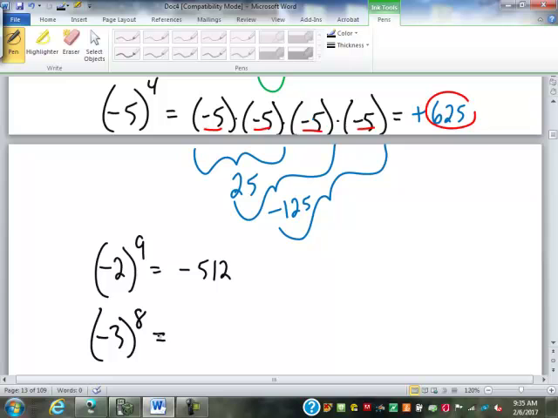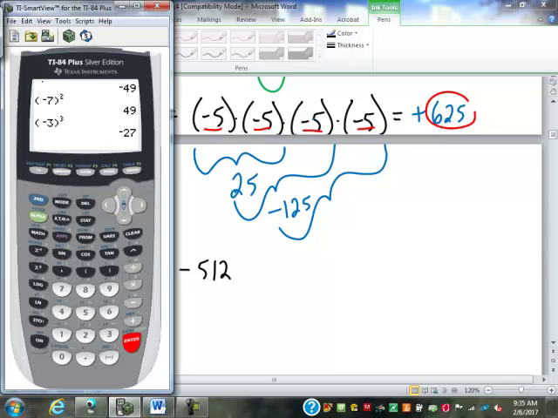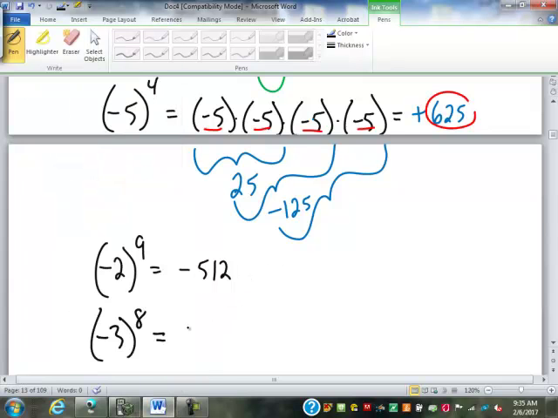(-3) to the power of 8. It's going to be positive. Anybody want to guess what it is? Anybody know what it is? 6,481, if I remember right. Oh. 6,561. There we go.